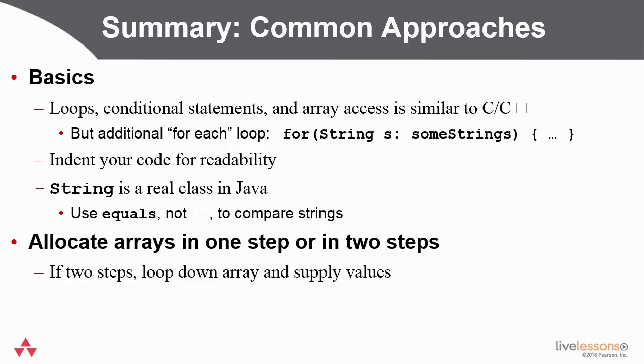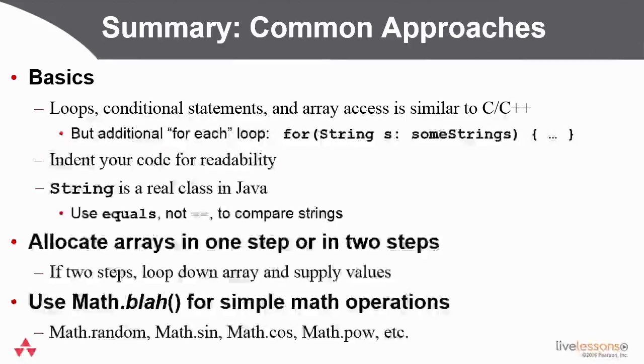Arrays: there's the one-step array allocation process, which is simple and easy, but often doesn't apply. There's the two-step process when you don't know ahead of time how big the array is, but if you use the two-step process, you have to remember first to make space for the entries, and then secondly to loop down the array and insert values into the array.